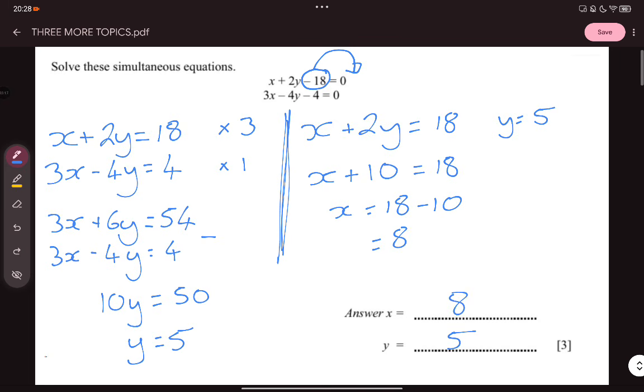If you want to check your answer, you can check in the other equation that we haven't used. 3x minus 4y equals 4. 3 times 8 gives me 24. Minus 4 times 5, which is 20, gives me 4. So I'm quite happy that I have got the correct answer just there.